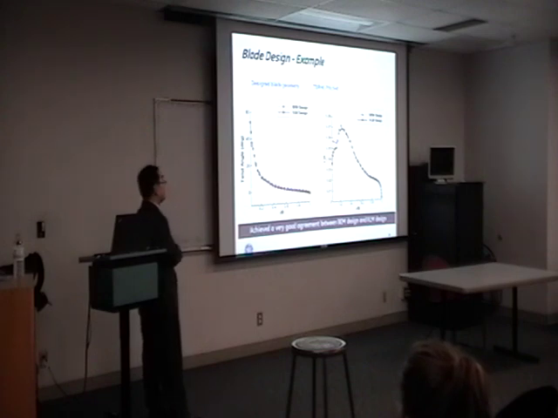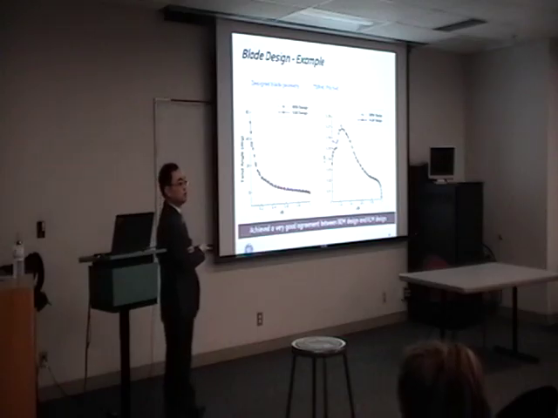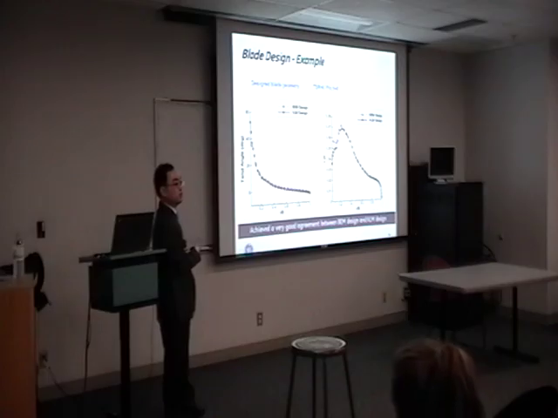So now we have developed this design code and transferred the technology into the business, and now the GE Renewable Energy business is using this design tool to make the next generation of wind turbine blades.